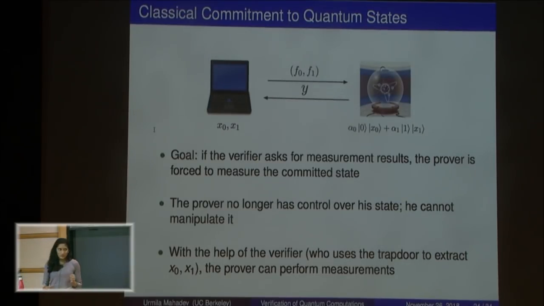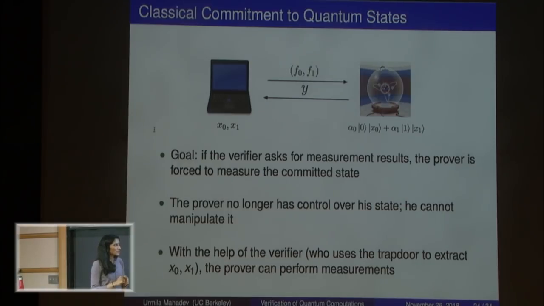Remember, my goal was to cryptographically tie the hands of the prover, but not too much, because I still want him to be able to perform measurements if the verifier wants him to. So what this protocol does is, if the prover is not supposed to perform a measurement, he won't be able to do anything with his state. But if the verifier does want him to perform a measurement, then the verifier can help him. The verifier uses the trapdoor to extract x0 and x1. So now the verifier knows something about the prover's quantum state that the prover himself does not know. Using this information, the verifier can help the prover perform a specific quantum operation on his state. And without this help, the prover cannot do anything to his quantum state.